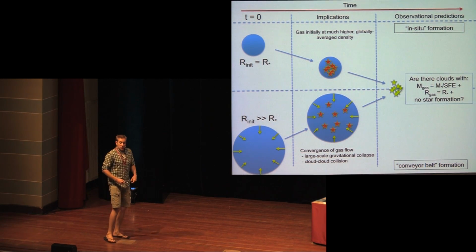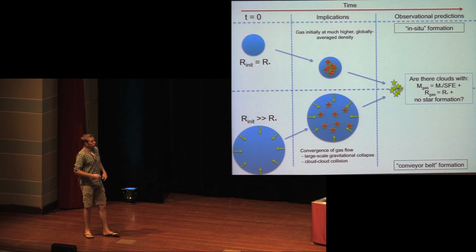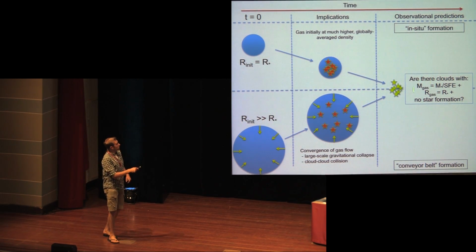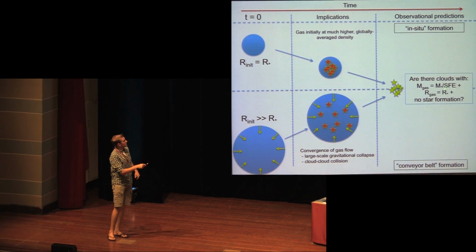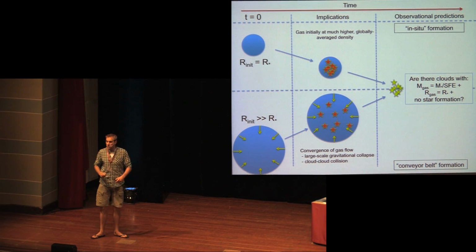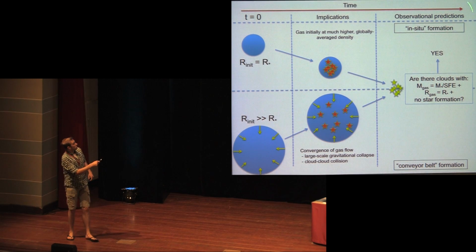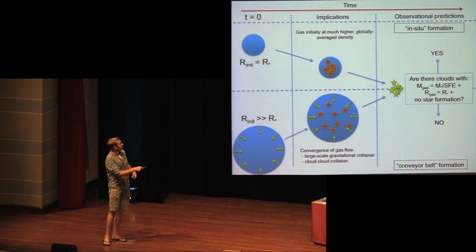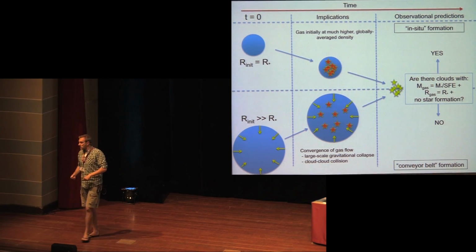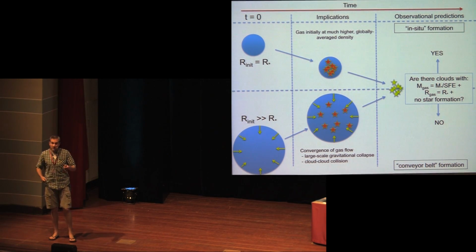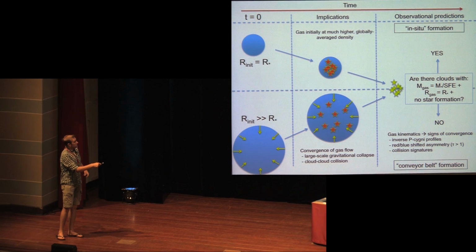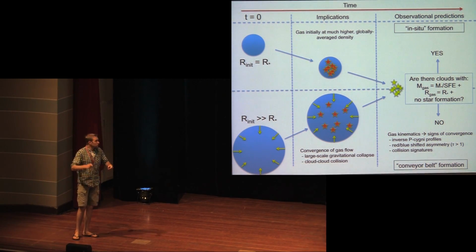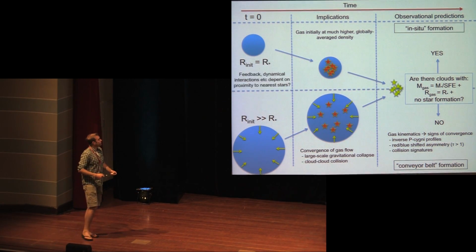Okay, so observational predictions, this is pretty easy. You can ask the question, are there any gas clouds with M_gas equals M_star over some efficiency, in R_gas equals R_star, and no star formation? If the answer is yes, then we're sitting in this in situ regime. If the answer is no, then we're in conveyor belt type mode. And this is the most simplistic thing. There's another criterion: you better be seeing some gas kinematics that are showing signs of infall in here.